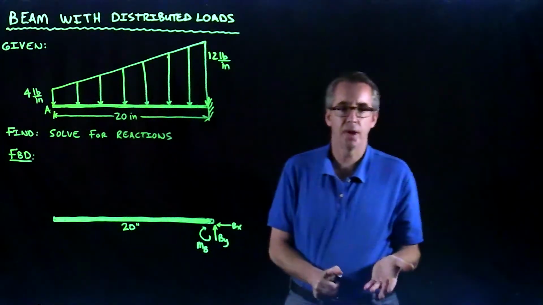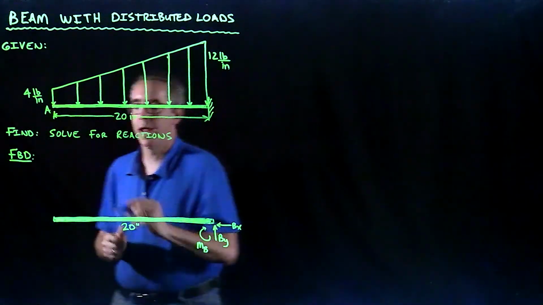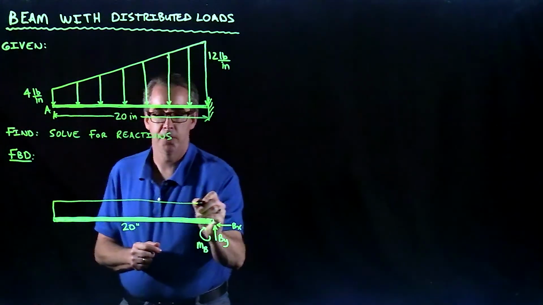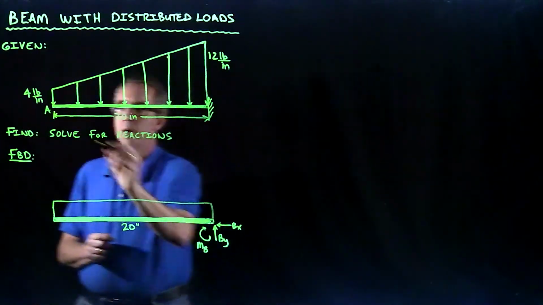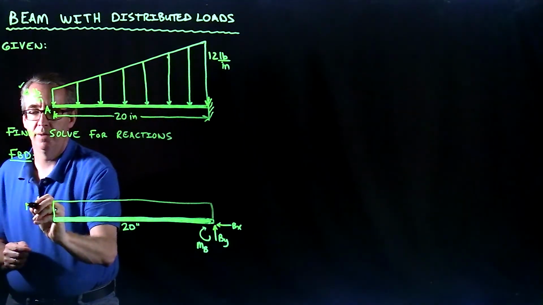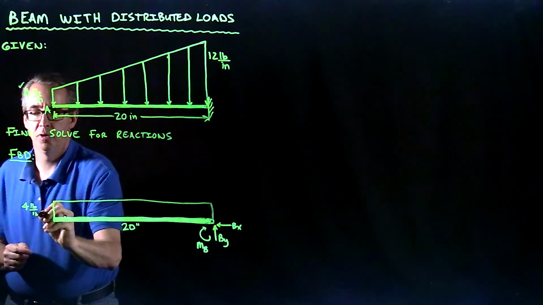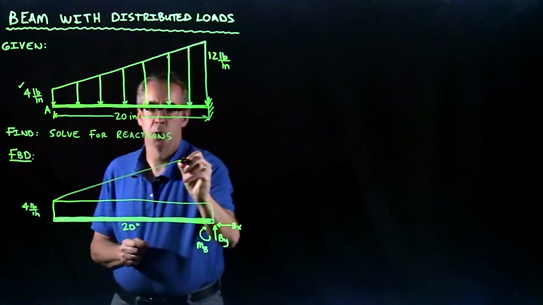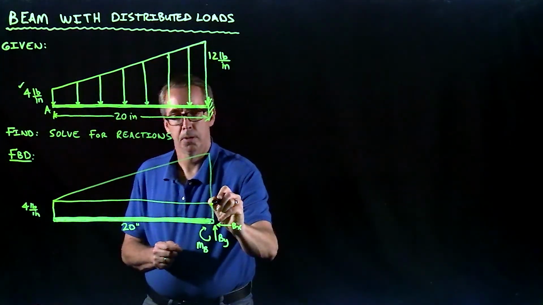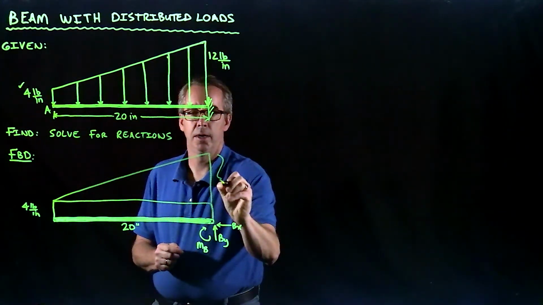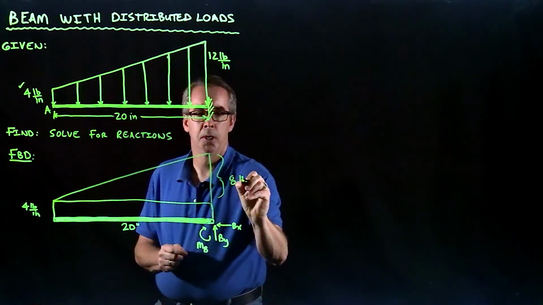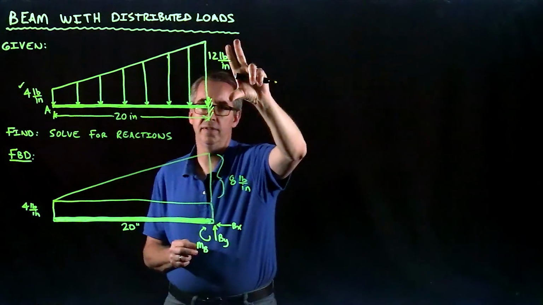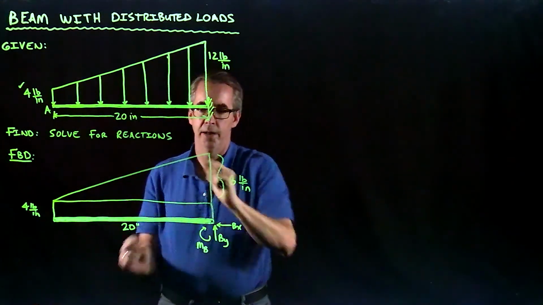By the way, the approach that I'm using is called Composite Shapes. I'm going to take this load that looks like a trapezoid and break it up into a rectangle, which has an intensity of 4 pounds per inch. Then I'm going to add a triangle, where this value here is 8 pounds per inch. Again, the overall was 12 pounds per inch on this end, so I'm just breaking it up into a rectangle and a triangle.